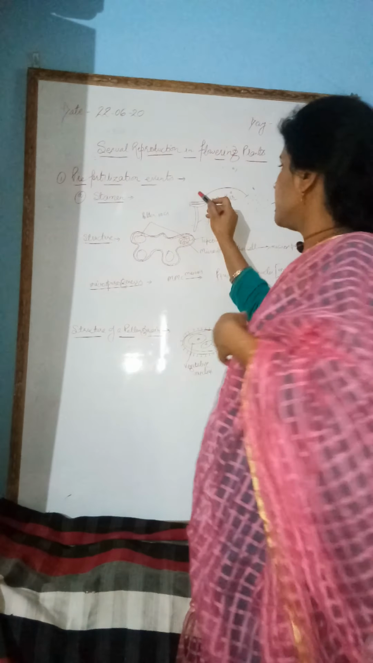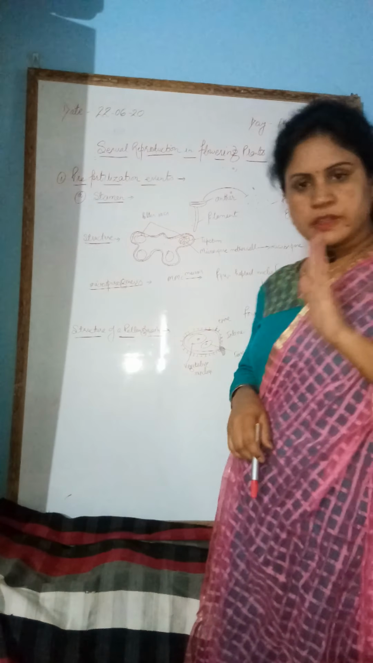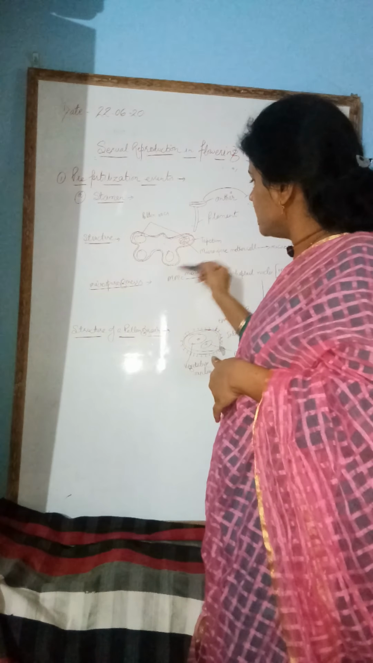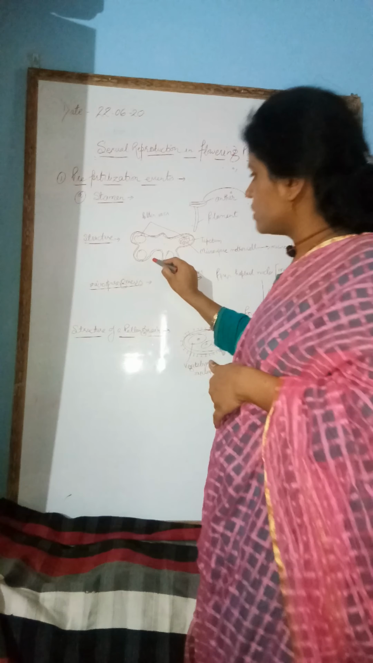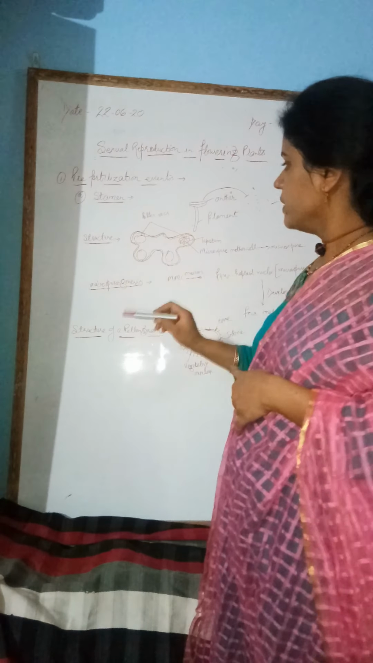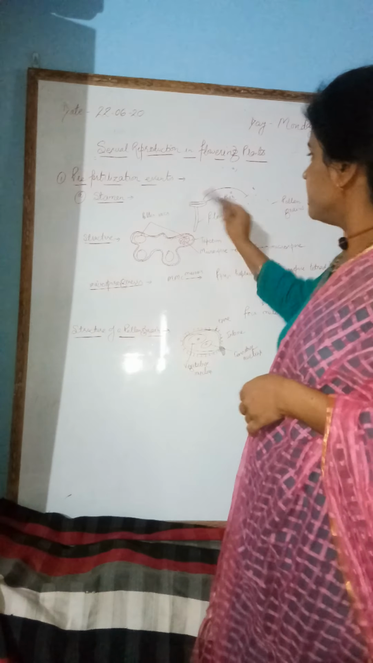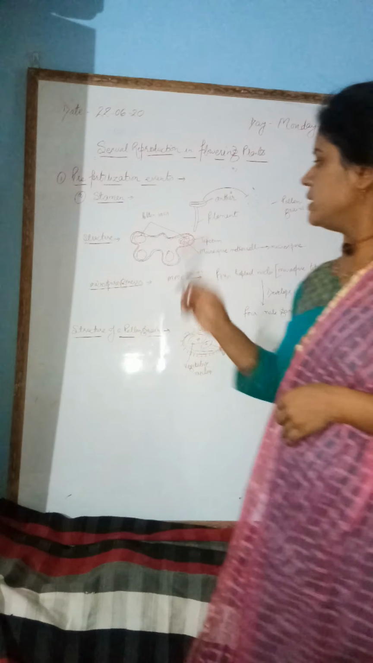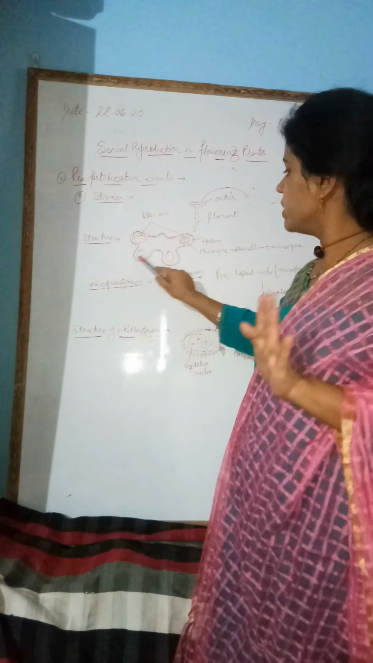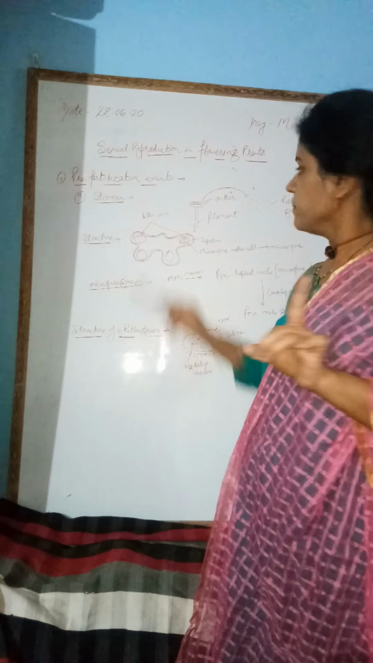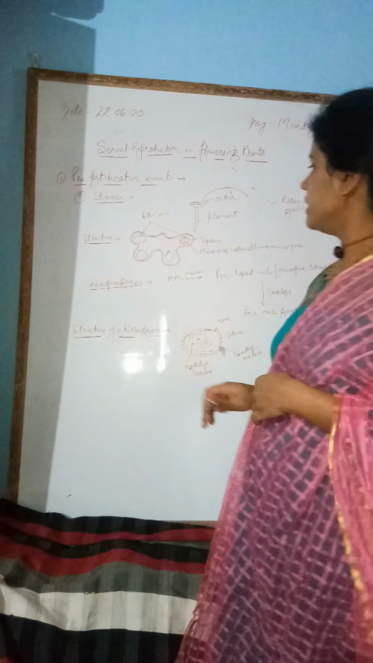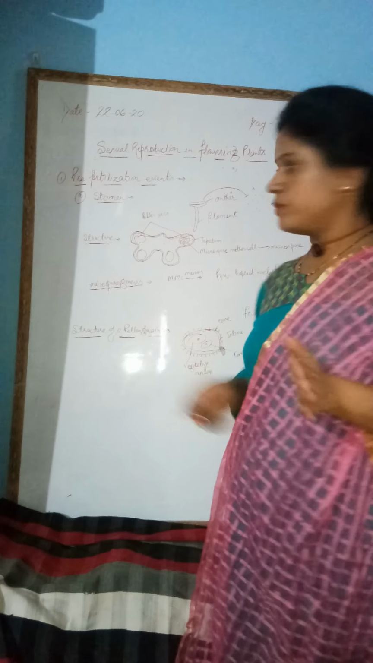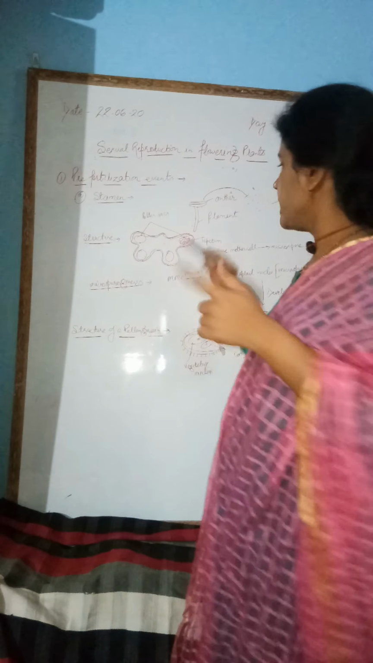If we cut a transverse section of an anther, we will see a structure with four corners. Each of these four corners has a number of cells. I will take one corner.